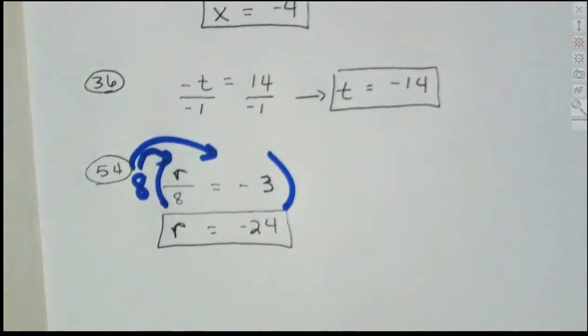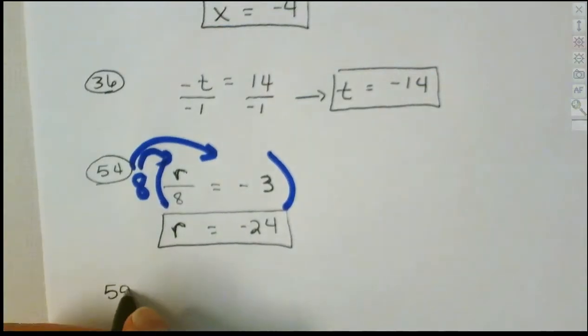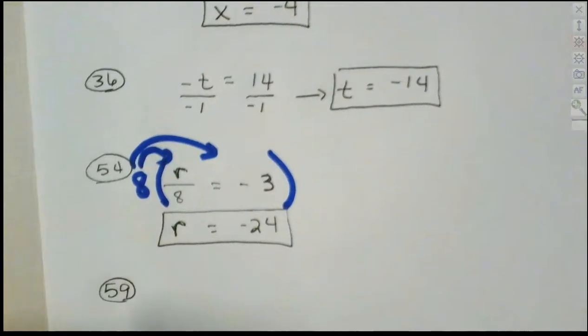If you have several fractions, we have to get rid of them together all at once. So let's look at 59. And this is going to use the least common denominators here. So question 59. We have a minus 7/9 x equals 3/5.